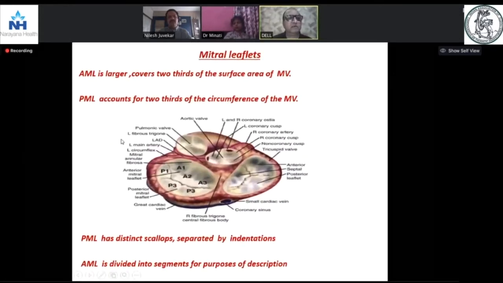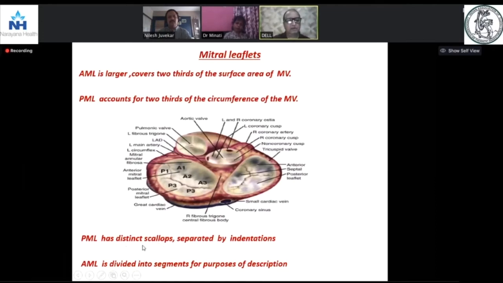Actually, we have two leaflets. That is the anterior mitral leaflet and the posterior mitral leaflet. The AML is a much larger one, covers two-thirds of the surface area of the mitral valve. And the posterior mitral leaflet accounts for two-thirds of the circumference of the mitral valve. And each leaflet has got distinct scallops or segments.